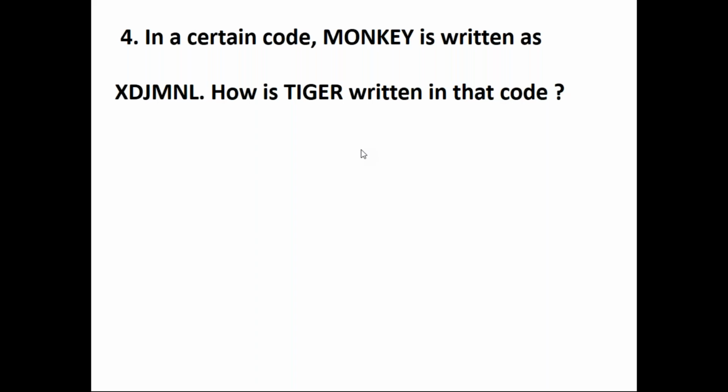Sir, it is the reverse of the letters and -1. Okay, X plus 1 is Y. MONKEY, reversing the letters of the word: YEK, NOM.